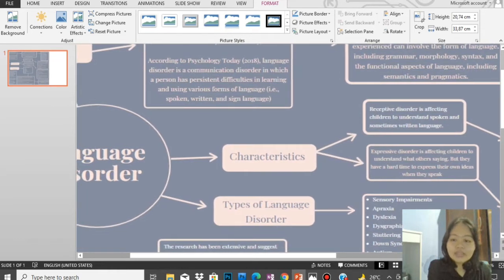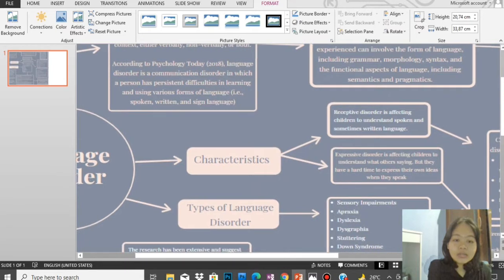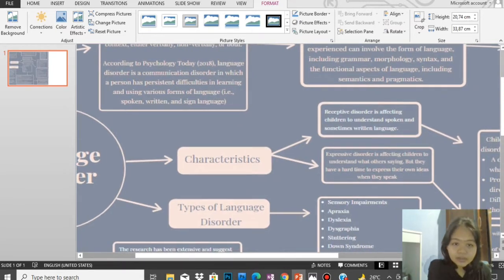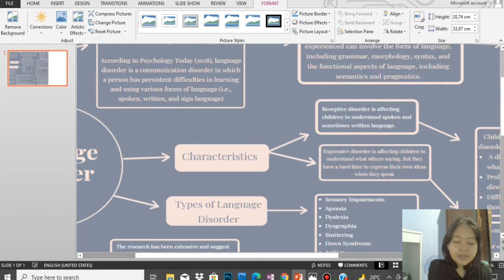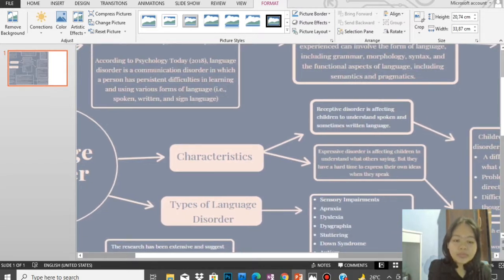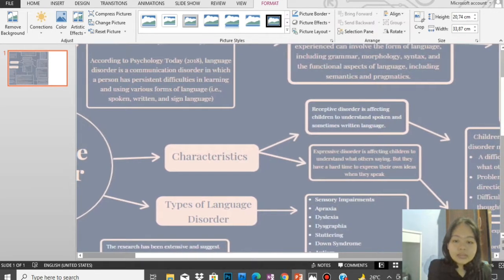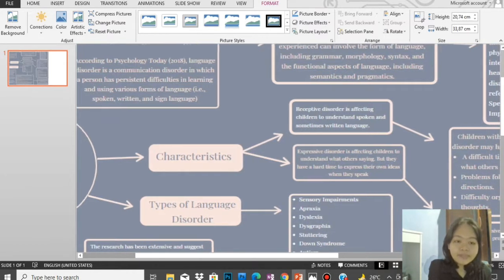Second is characteristics of language disorder. There are two characteristics of language disorder. The first is receptive disorder, affecting children to understand spoken and sometimes written language. Second is expressive language disorder, that is affecting children who understand what others are saying, but they have a hard time to express their own ideas when they speak.